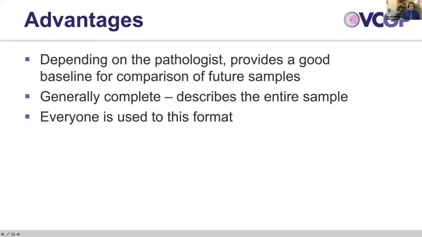But there are a lot of advantages to the narrative format. Depending on the pathologist, the narrative report can provide a good baseline for comparison of future samples. This is something we've used for a long time, because if one sample gets sent to one lab and another sample gets sent to another lab, all you have is the pathology report on the second sample to say, is this truly the same mass as the first excision, or is this something new? Has it changed? How have things altered?